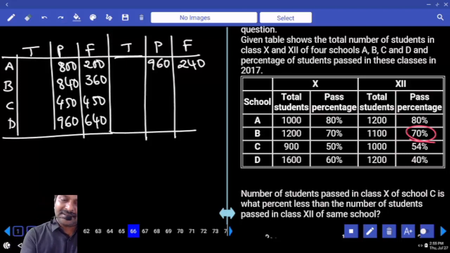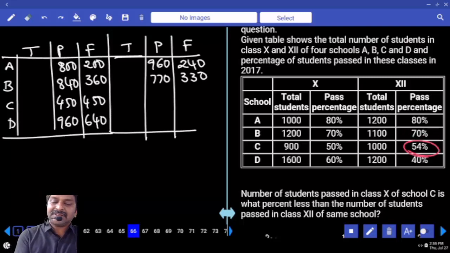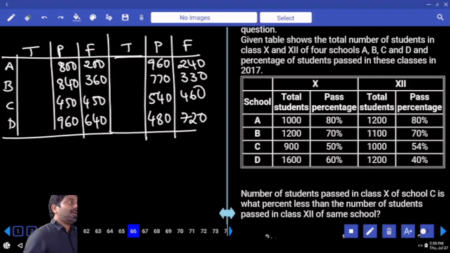70%, 770, because 10 percentage is 110. Directly we can write 11 multiple. 54 percentage, 540, easy to calculate, remaining 460. 40 percentage, 480, remaining 720. Total you don't have to write it because that is already clearly available.